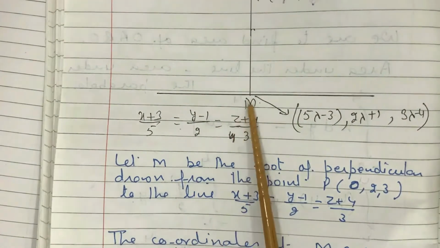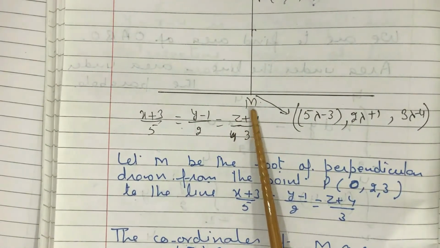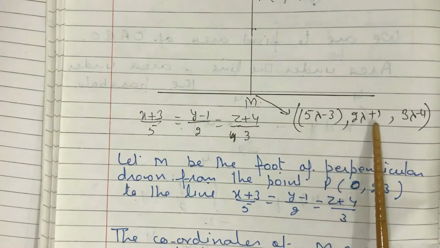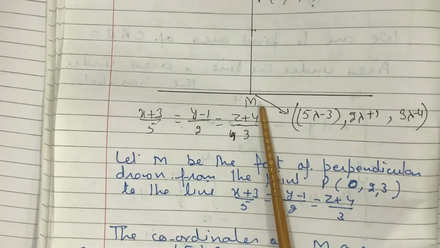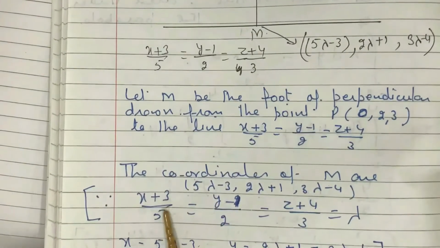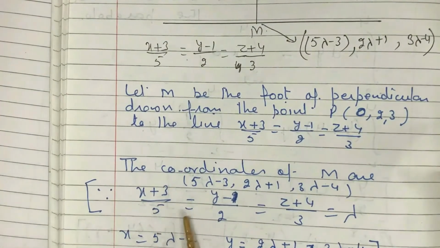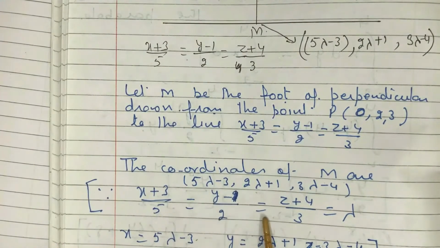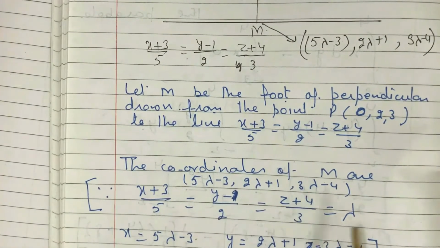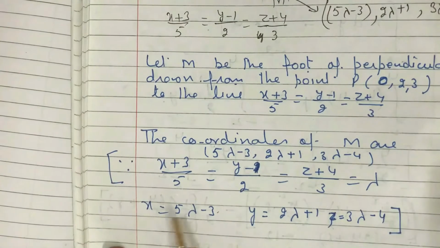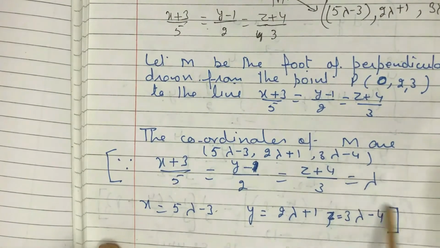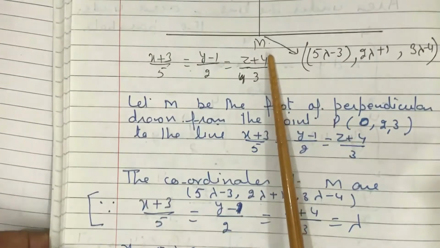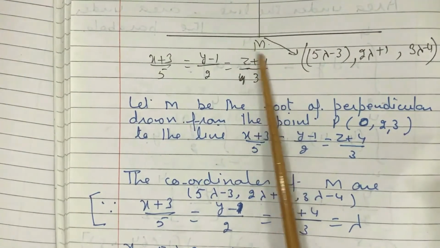Now coordinates of M will be equal to 5 lambda minus 3, 2 lambda plus 1, 3 lambda minus 4. So you all know how to write the coordinates of this M, because if we write (x plus 3) upon 5 is equal to (y minus 1) upon 2 is equal to (z plus 4) upon 3 as lambda, then x will be equal to 5 lambda minus 3, y is equal to 2 lambda plus 1, and z is equal to 3 lambda minus 4. So they are the coordinates of the foot of this perpendicular.